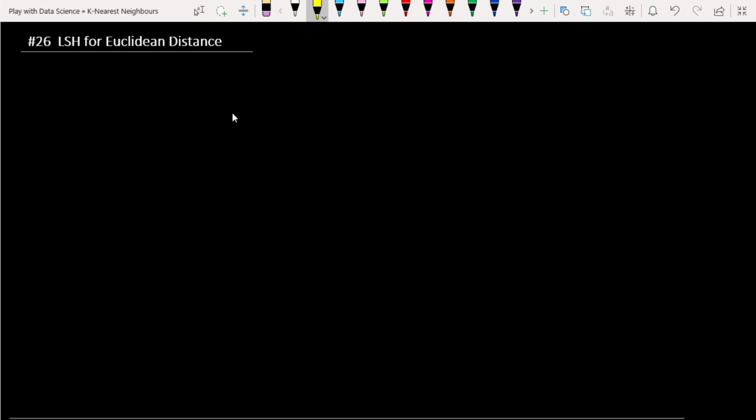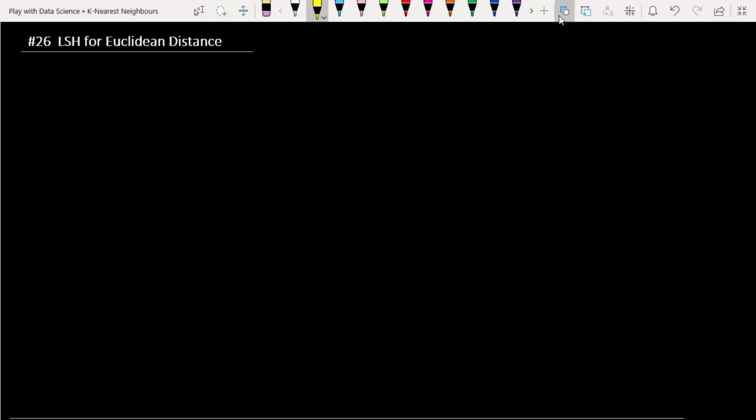We have already seen how to use the cosine similarity concept for locality sensitive hashing. So in this lecture we will see how to use the Euclidean distance concept for locality sensitive hashing.